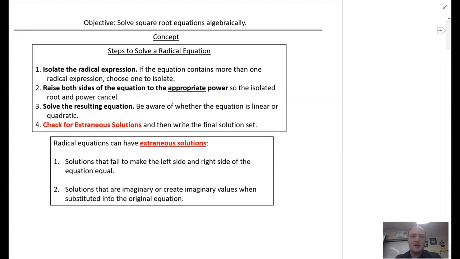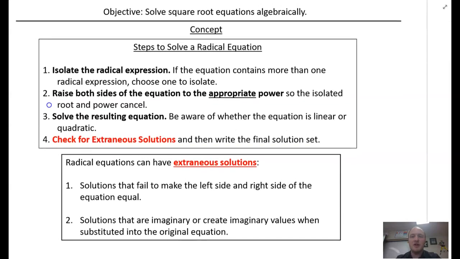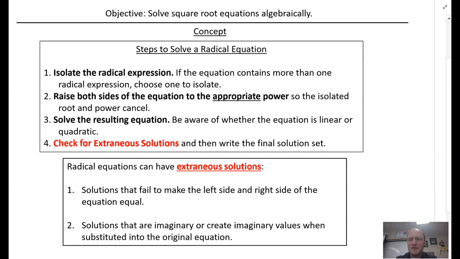Radical equations, we are going to follow these steps, and then we got to check for something. So with square roots, right, funny things happen. Here are the steps to solve a radical equation. First, isolate your radical expression. I want to get rid of everything except my radical expression. Then we'll raise both sides to the appropriate power. So if I'm working with the square root, I'll square both sides. If I'm working with a cube root, I'll cube each side. Third, solve the resulting equation. It's important to just know if you're working with a linear equation or a quadratic, and how you solve those. Step 4, check for extraneous solutions. This is very important, and then we'll write our final solution.